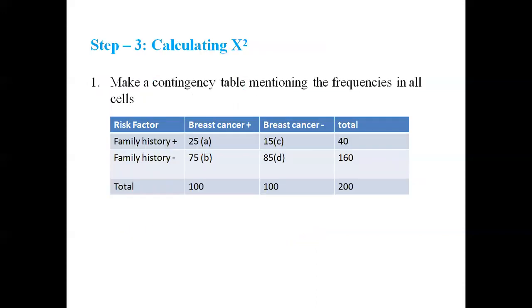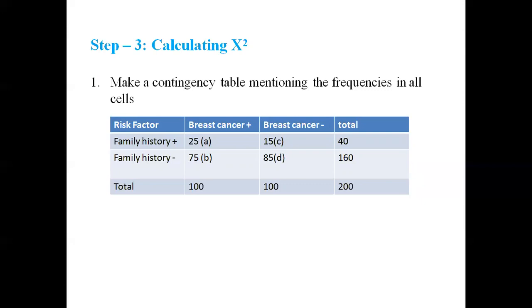Then step 3, we will calculate the chi-square. So we will make a contingency table. This is how the contingency table is made. On one side, the first column, we will always mention the risk factor. Then on another side, in the second column, we will mention breast cancer, means whether the disease is present or not: breast cancer disease, that is cases, and breast cancer negative, that is controls. And the last column will be our total.